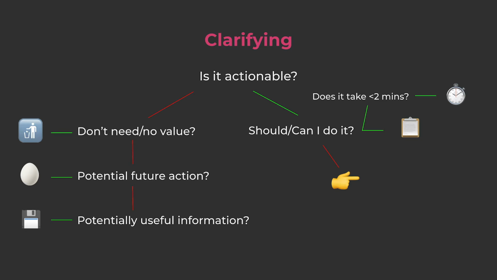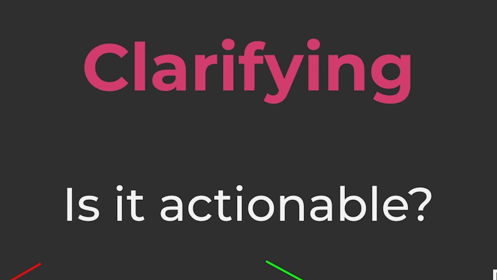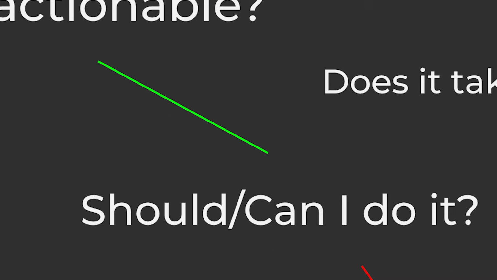Clarify. Once you've captured everything that's caught your attention, the next step is to empty your inbox, which does not mean doing everything that's in there. It just means defining what it is and deciding what you're going to do with it. Clarifying always begins with asking the question, what is it? Is it actionable? In other words, can you do something about it? And is it something you should or want to do?